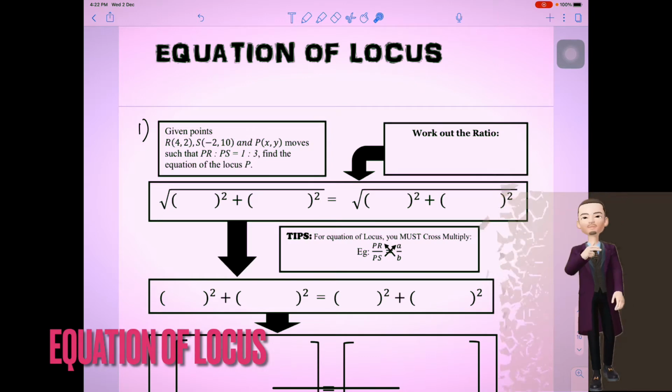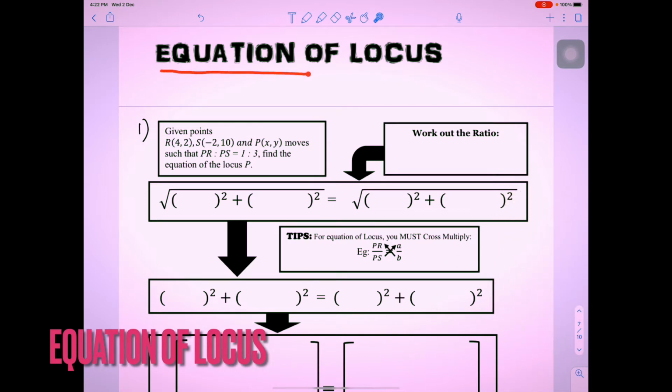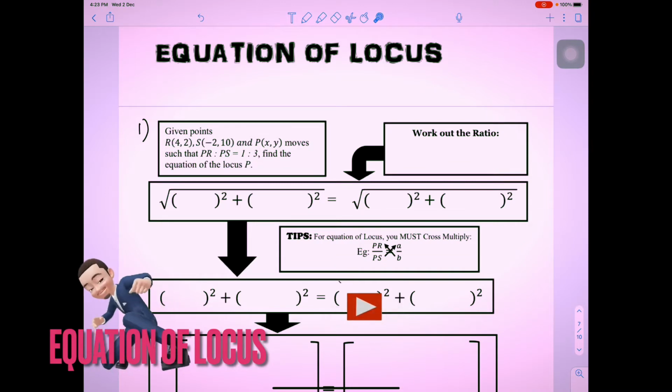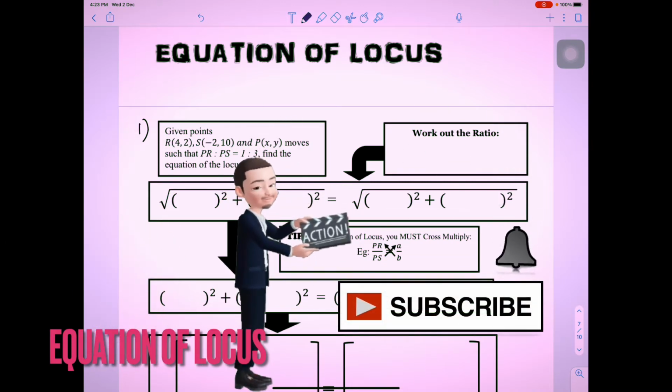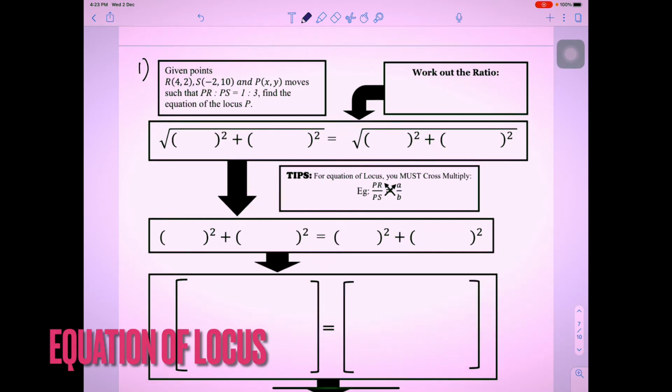Now I want to discuss the equation of locus, the easiest way, by using a big bracket to solve equations of locus. Okay, so straight away we go to example question number 1. Given points R(4, 2), S(-2, 10) and P(x, y) moves such that PR is to PS equals 1 is to 3. Find the equation of the locus.